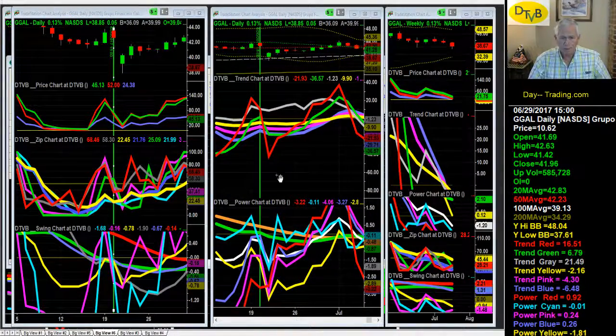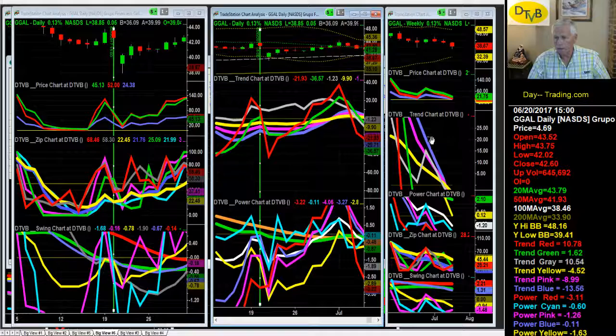The symbol that I'm in is GGAL, and this particular day with the red candle where the green vertical line is, as you can see from over on the data window on the right, is June 20th, 2017. And to start here in the trend chart, we have a trend red down on just after the peak, and trend green is going up.